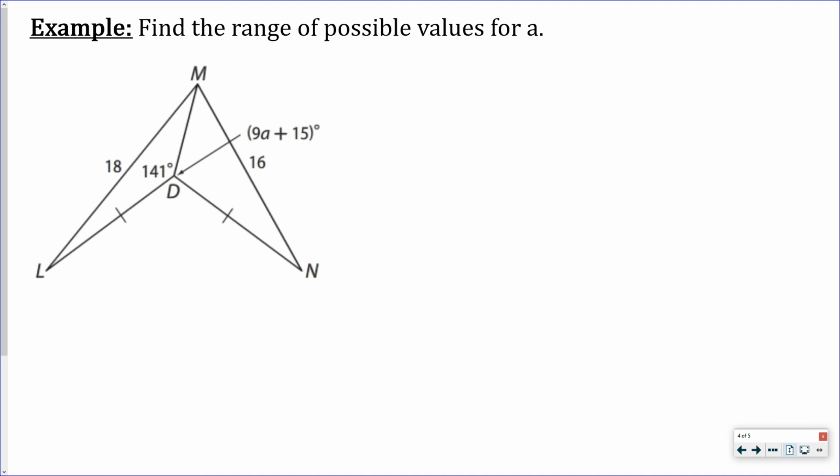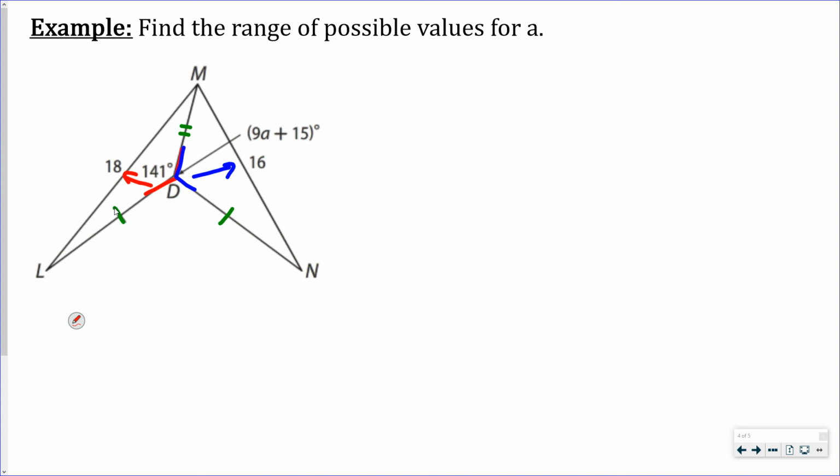So I'm looking at my picture here. They're labeling 2 congruent sides, and then I have this shared side. So in my triangle on the left here, I have this included angle of those 2 congruent sides of 141 degrees. And in my triangle on the right, my included angle of the 2 congruent sides is 9a plus 15. And then I notice, all right, they gave me the measures of the sides across from those angles, the third side.